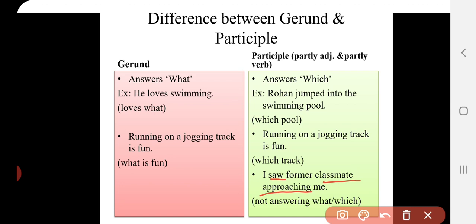Okay. So what is the difference between the gerund and the participle? Gerund acts as a noun. Gerund answers the question what, so it acts as a noun. On the other hand, participle acts as an adjective or it acts as an adverb. So if you convert the sentence into a what form or which form, or if it cannot be converted into any form of question, from there you can judge whether it is a gerund or a present participle. I hope the difference between the gerund and the participle is clear to you.